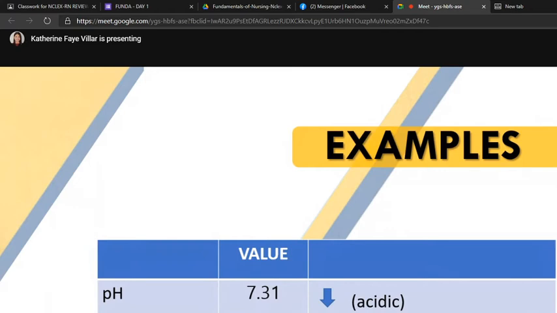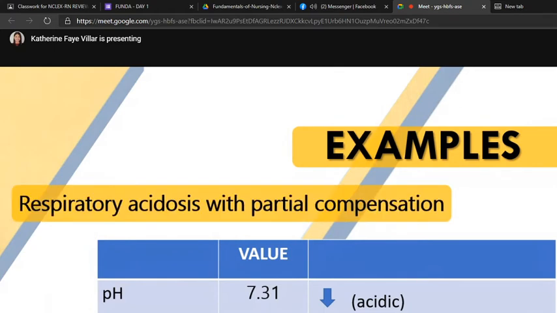Respiratory acidosis. Partially compensated. Okay. Galing. Yay! I got it!